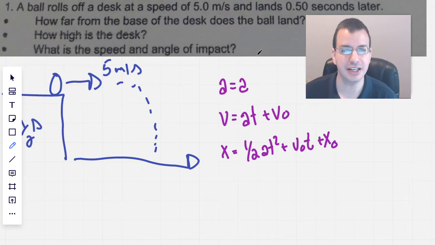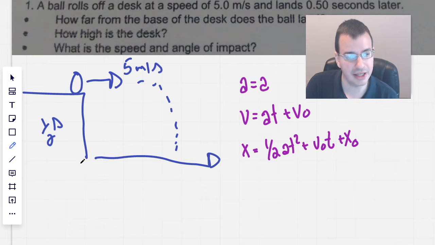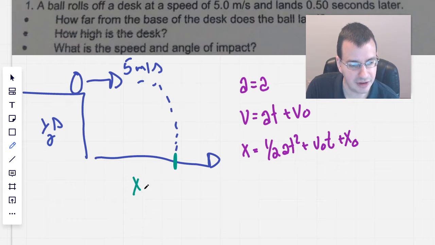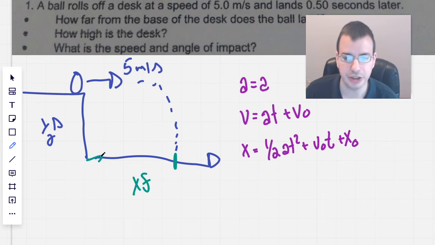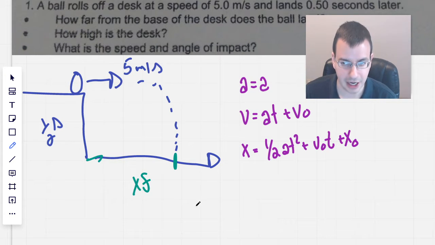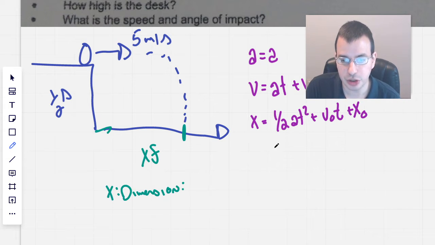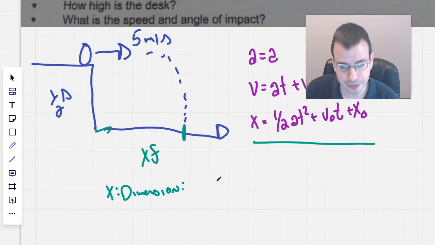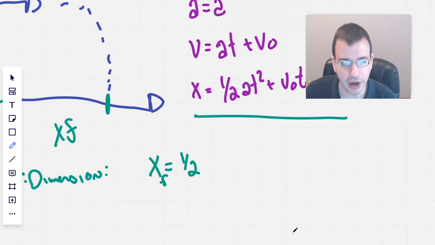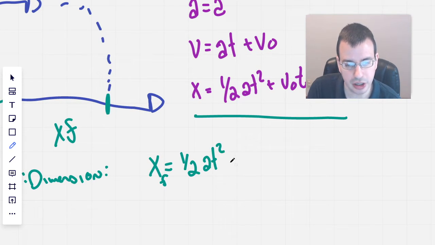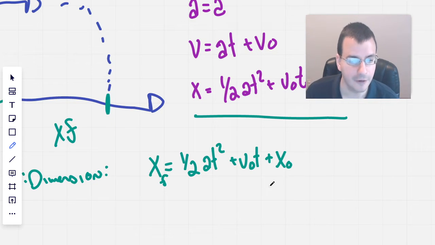So how far from the base of the desk does the ball land? So what I'm going to call that is, I'm going to say it lands a distance of x final away from where it starts. So we know how long it's in the air. So we're just going to use the x dimension right here. Probably should have put the little colons over here. It's okay. And the equation we're going to use is this bottom one here. So we do x final equals 1/2 AT squared plus V naught T plus X naught, where X naught is the initial distance.